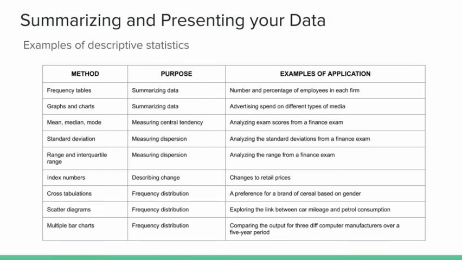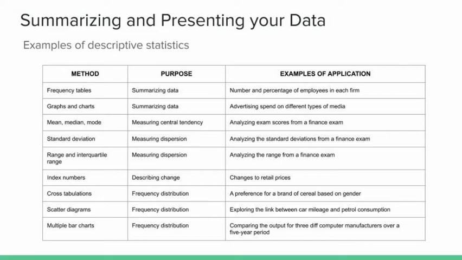These are examples of descriptive statistics. I have here a clip from the book. It is divided into 3 columns: the method, purpose, and examples of application. If you want to summarize your data, you will use either frequency tables or illustrate your data through graphs and charts.